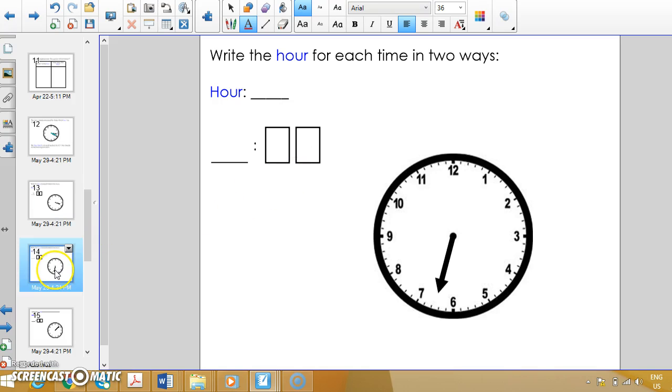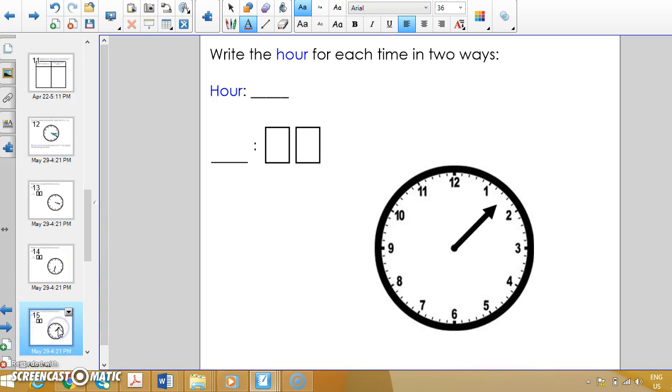Okay, let's look at this one. The hour hand is not touching the 6, but it's not yet at the 7. So where would it be? Yes, it's definitely going to still be at the 6. So we would show that by saying it's at the 6th hour, 6:00.